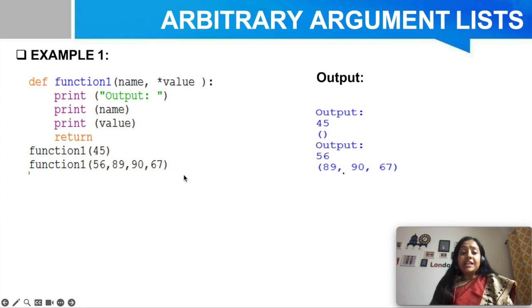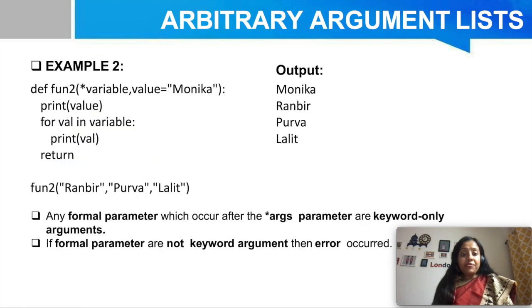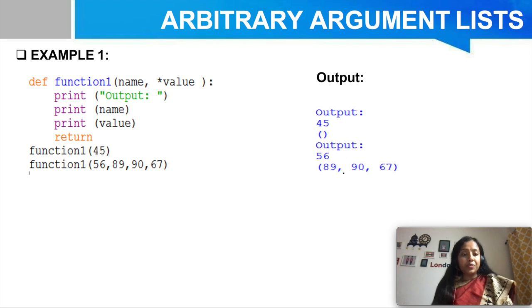What about the second time? Second time when we are calling the function, we have called with multiple values. So 56 is taken as the name. The rest of the values, whatever you have passed, are taken as the value here, and it is printed accordingly. What is the problem here? The only problem is that it is printing this bracket along with it. If you want to remove the bracket, is there any way by which we can remove it?